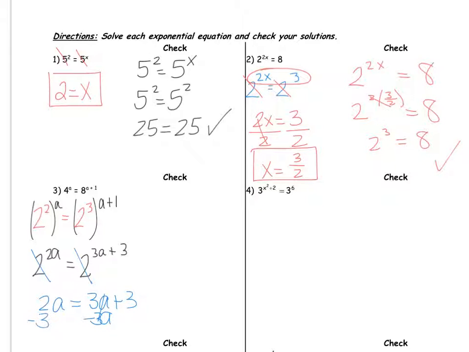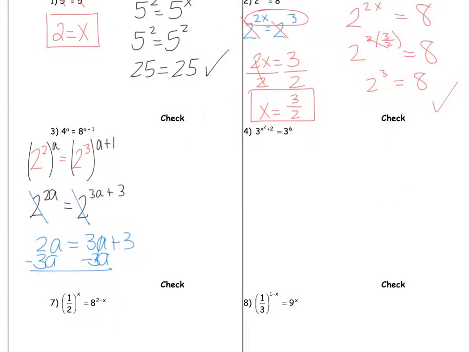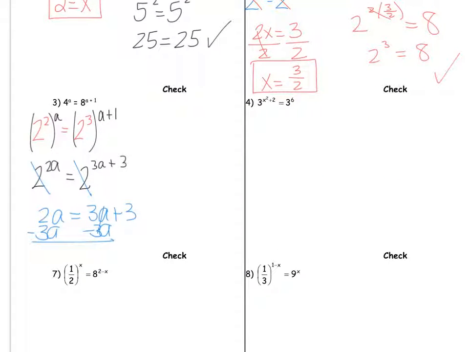Solve for a by subtracting 3a on both sides. So we get negative a equals 3. Divide everything by negative 1, and we get a equals negative 3. Now I'm not going to do the checks for these, but I do expect that all these checks will be finished for tomorrow. Okay, so number 4.